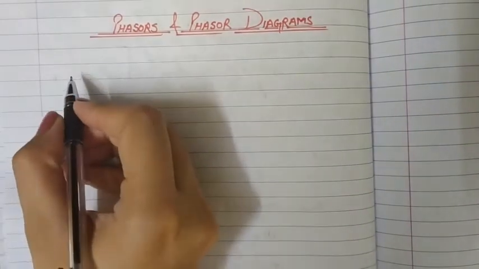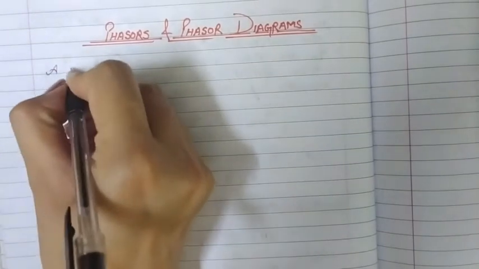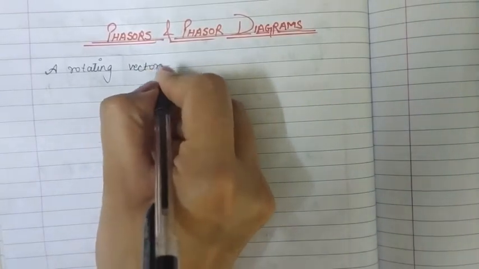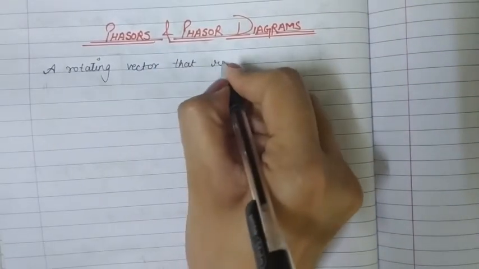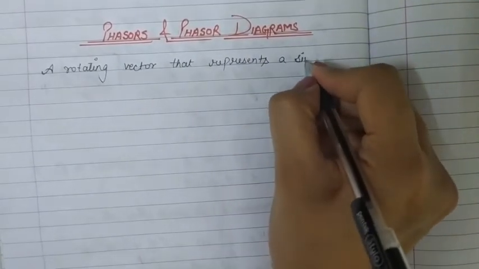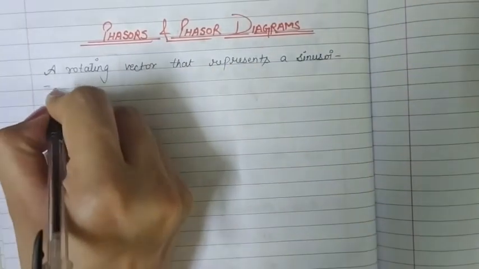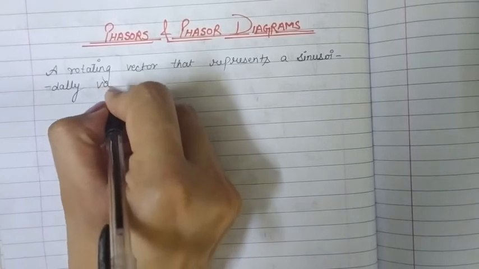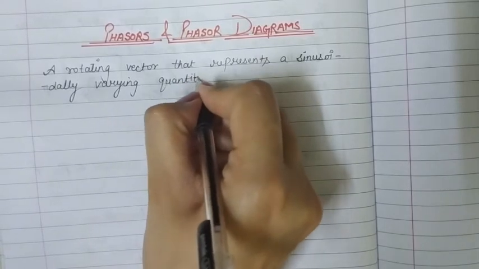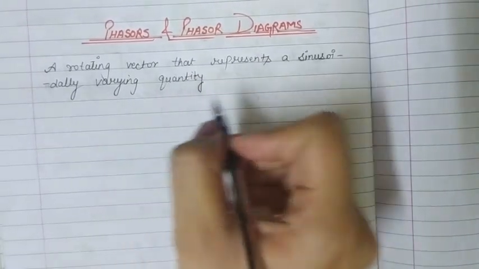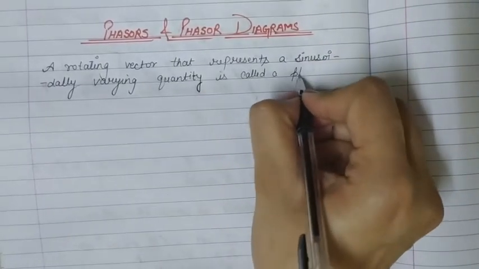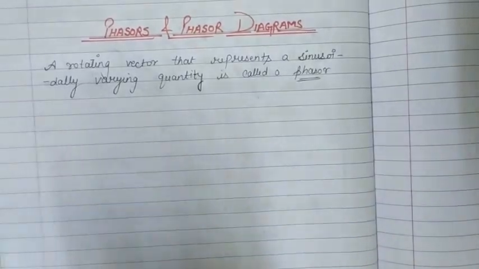So what is a phasor? A phasor is a rotating vector that represents a sinusoidal varying quantity. Now that quantity can be EMF, can be current, but it should vary as a function of sine. That quantity is represented by a phasor. So this is how we define a phasor.